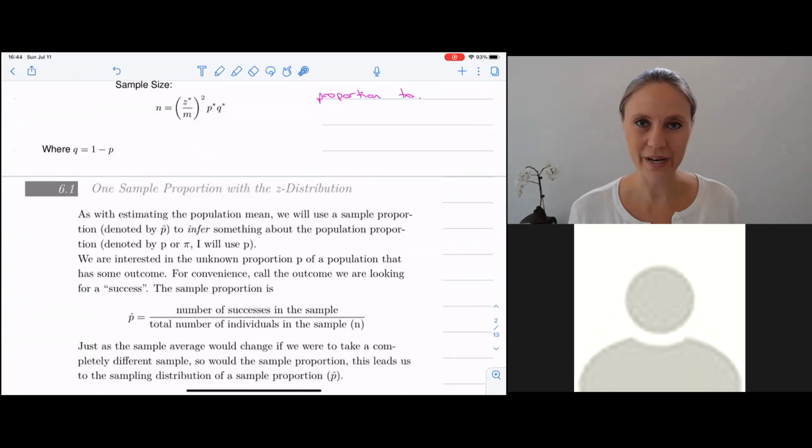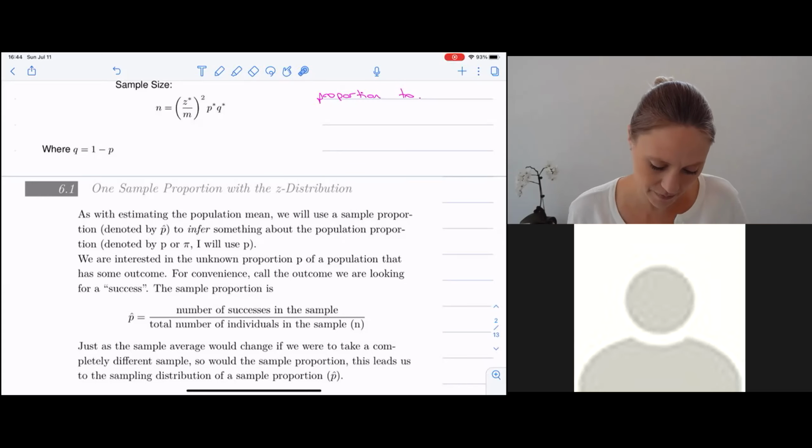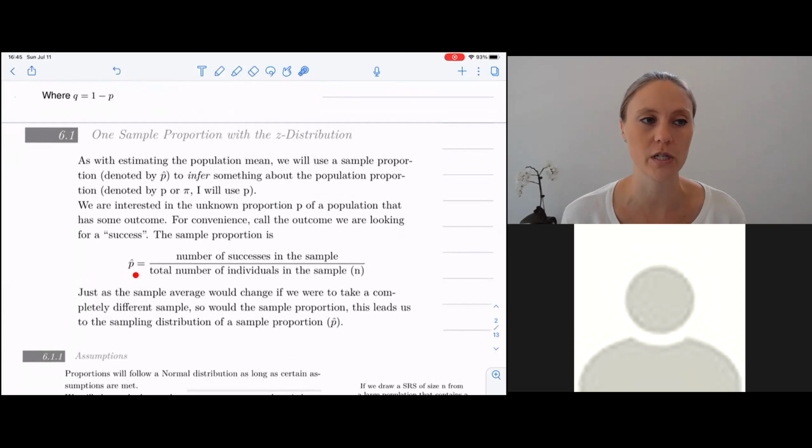Okay, so at this point, it kind of goes without saying that we're going to use the sample mean to try to learn something about, sorry, I said sample mean. I'm stuck in chapter 5, guys. We're going to use the sample proportion to try to learn something about the population proportion. Okay, so P hat is the sample proportion, right?